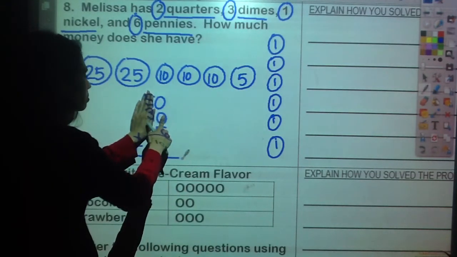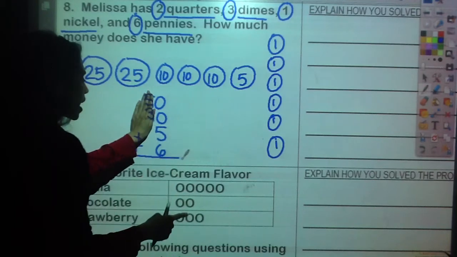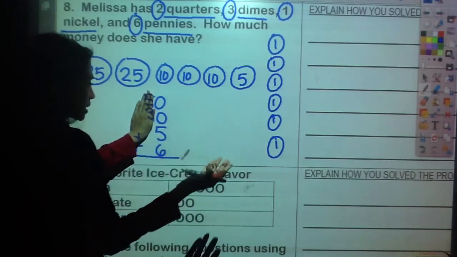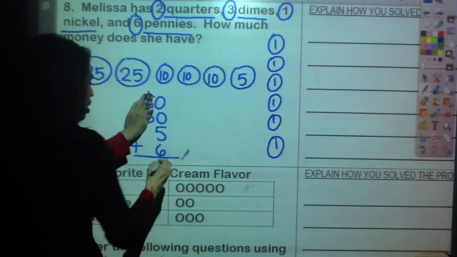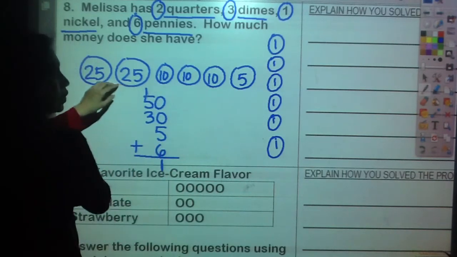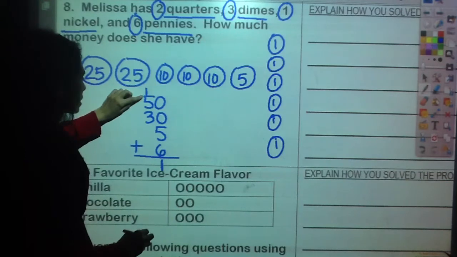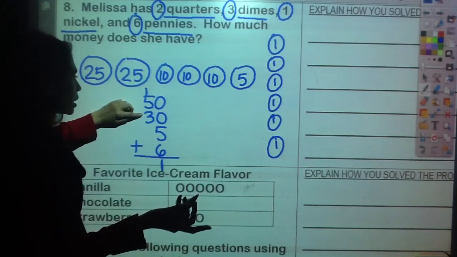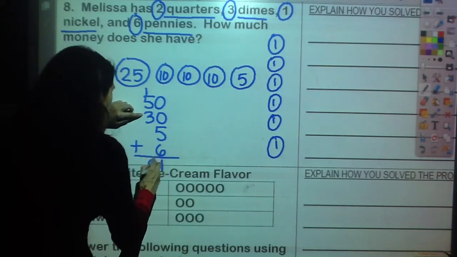What's 0 plus 0? That's easy. 0 plus 5 is 5. And then plus 6 is 11. All right? So write your 1 here and 1 up there. And then now we have 1 plus 5 is 6. And then 3 more is 9.